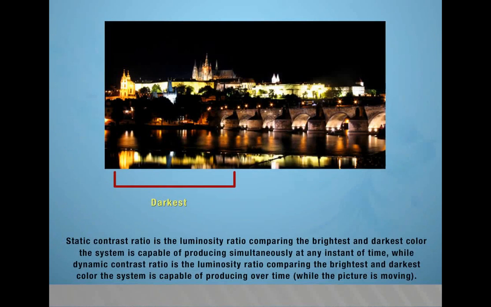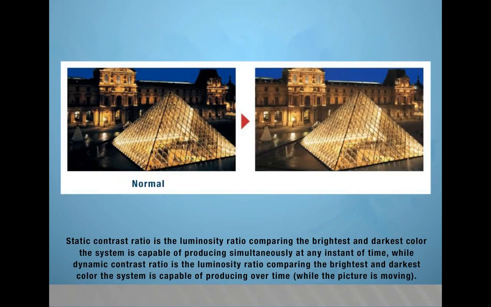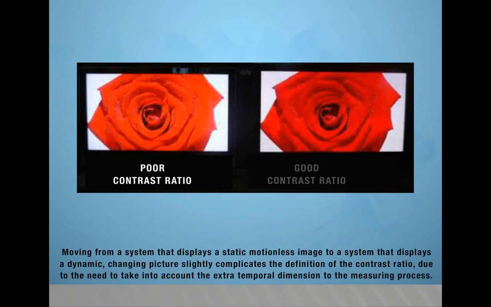Static contrast ratio is the luminosity ratio comparing the brightest and darkest color the system is capable of producing simultaneously at any instant of time, while dynamic contrast ratio is the luminosity ratio comparing the brightest and darkest color the system is capable of producing over time while the picture is moving. Moving from a system that displays a static motionless image to a system that displays a dynamic changing picture slightly complicates the definition of the contrast ratio due to the need to take into account the extra temporal dimension to the measuring process.